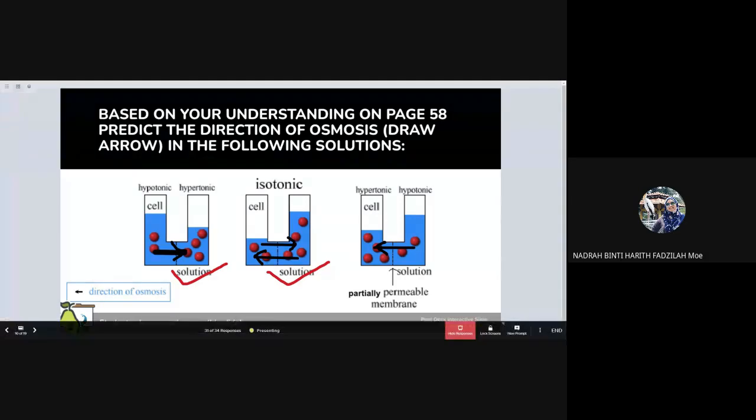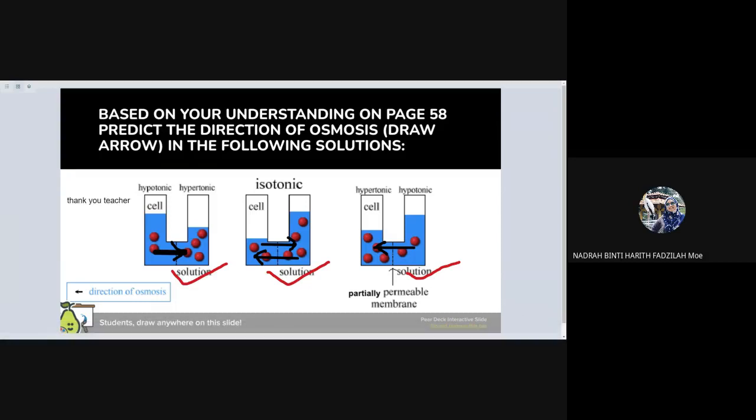Okay, and then kita tengok labeling saja sayangku. So arrow yang kanan sekali ni pun saya betul setuju dengan Shakira. Arrow that shows the movement of water is from the right to the left. Daripada hypotonic pergi ke hypertonic. Okay, kenapa jawapan Shakira ni betul? Sebabnya Shakira memahami bahawa the movement of water molecules is from a region that has a lot of water molecules to a region that has low number of water molecules.